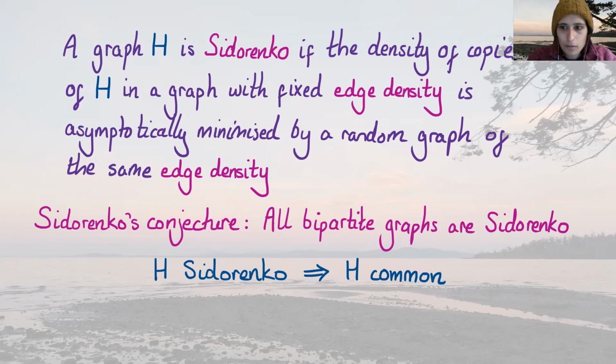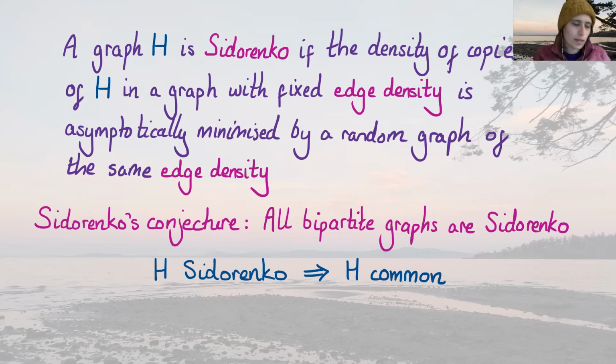You might want to think for a second about a graph with an odd cycle. It's possible to make graphs which just don't have any copies of it, so it doesn't make any sense to ask about minimizing the density of a graph with an odd cycle, because you can just get rid of it. But the relation to what I'm talking about is that if H is Sidorenko, it automatically implies that it's common. So a lot of the time when people have proved that graphs are common, actually what they did was prove that they were Sidorenko.